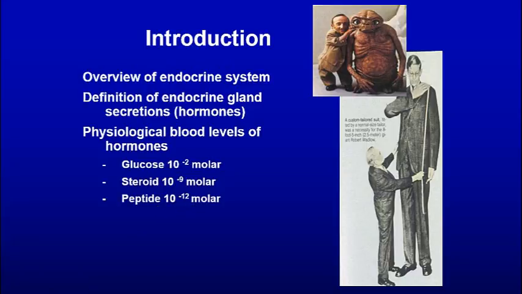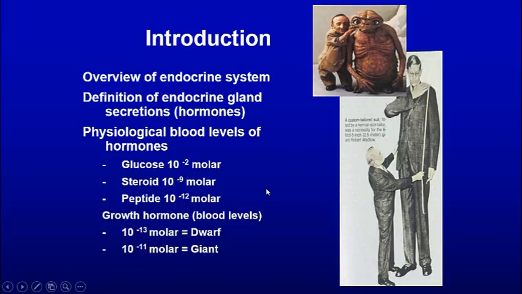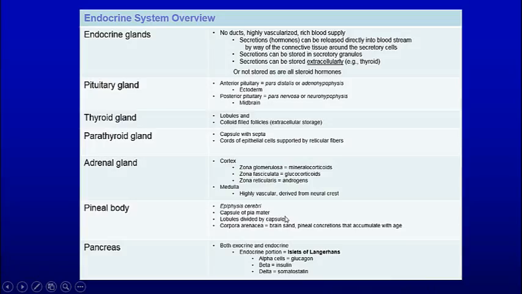So these are different concentrations, so a minute amount of hormone will have a great effect, as we can see on these two individuals. In fact, if you have 10 to the minus 13 molar of growth hormone, you become a dwarf. But if you have more, you become a giant. So the growth hormone is important in the stature of the individual. And we'll talk about the control of the endocrine system.